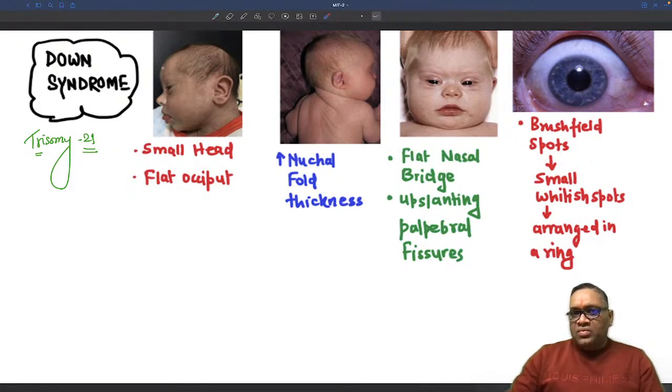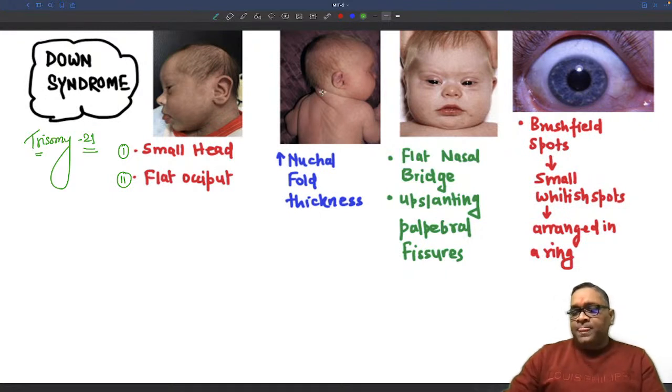Can you see that? How is the head? If you look at the face and compare the head, you can see the head is small. And if you look at the occiput, normally it will be rounded like this, but here it is flat. So a small head and flat occiput are present here.